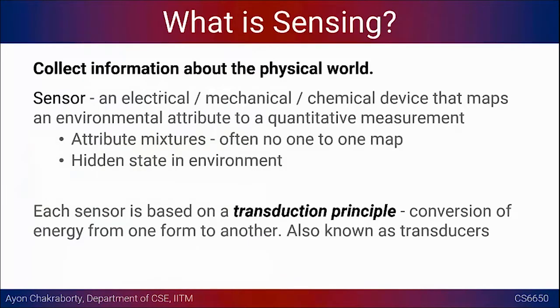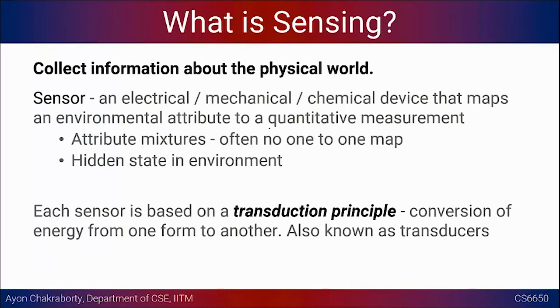So what exactly is sensing? On a very broad sense, we want to collect information about the physical world. This physical world has a lot of things that we want to collect information on, lots of dynamics that we want to know about, and we want to somehow capture that information. And we want to do that using a sensor, which is an electrical, mechanical, or chemical device that maps an environmental attribute to a quantitative measurement.